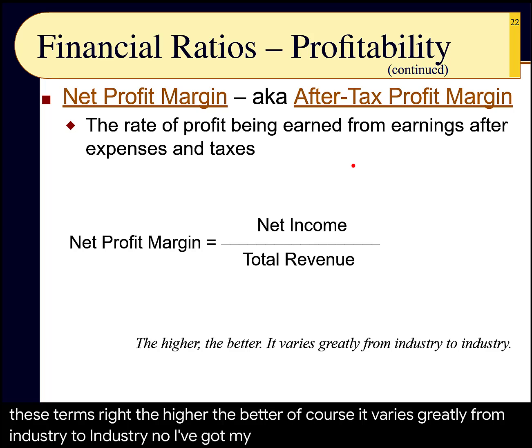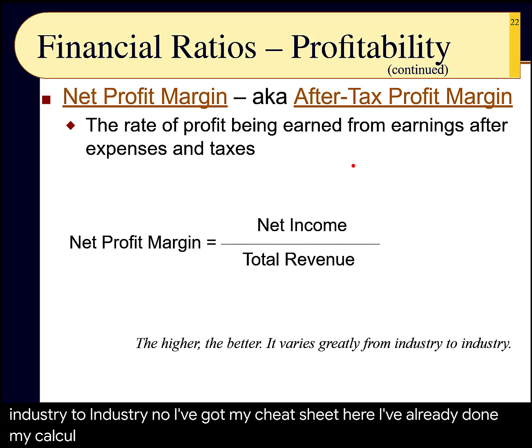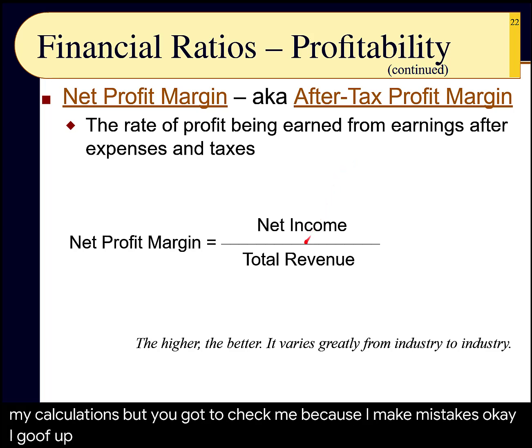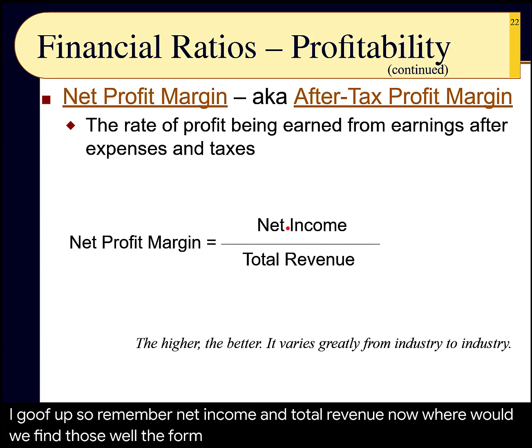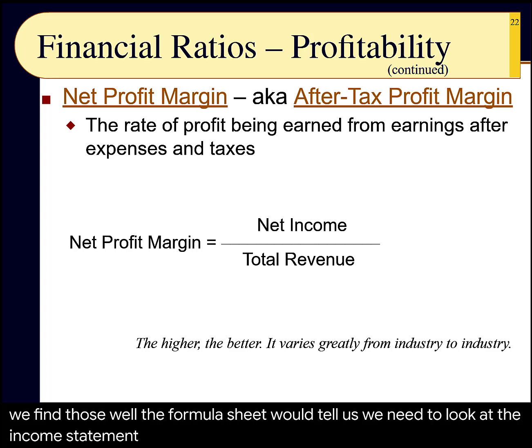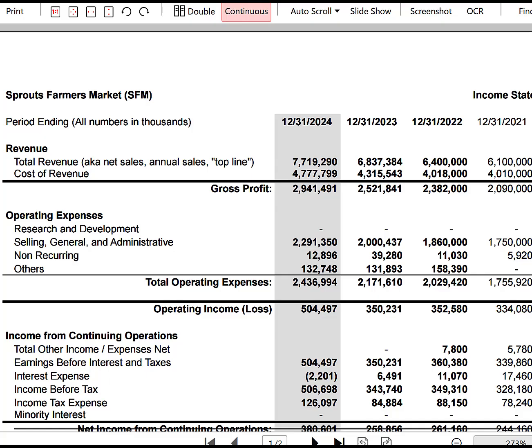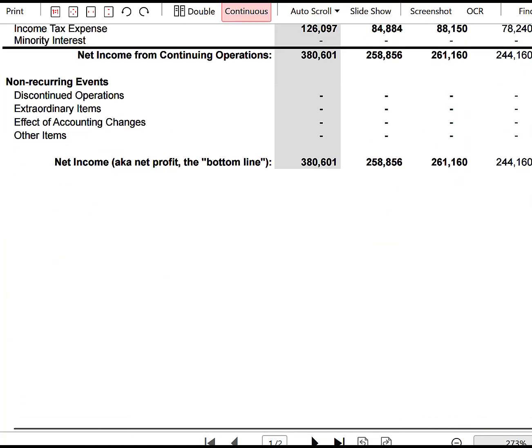Now, I've got my cheat sheet here. I've already done my calculations, but you got to check me because I make mistakes, okay? I goof up. So remember, net income and total revenue. Now, where would we find those? Well, the formula sheet would tell us we need to look at the income statement. So let's take a look at the income statement here. And here's that total revenue number, $7.7 billion. 7,719,290.